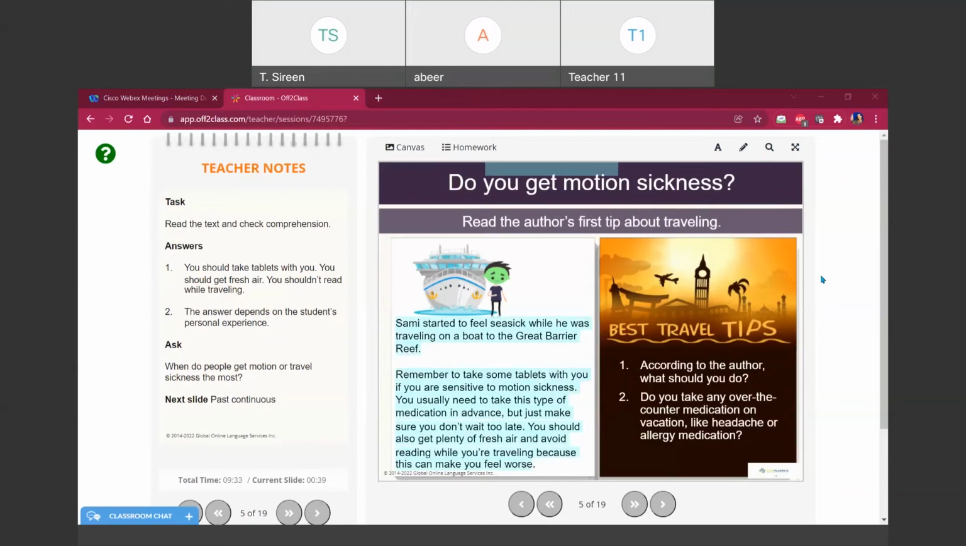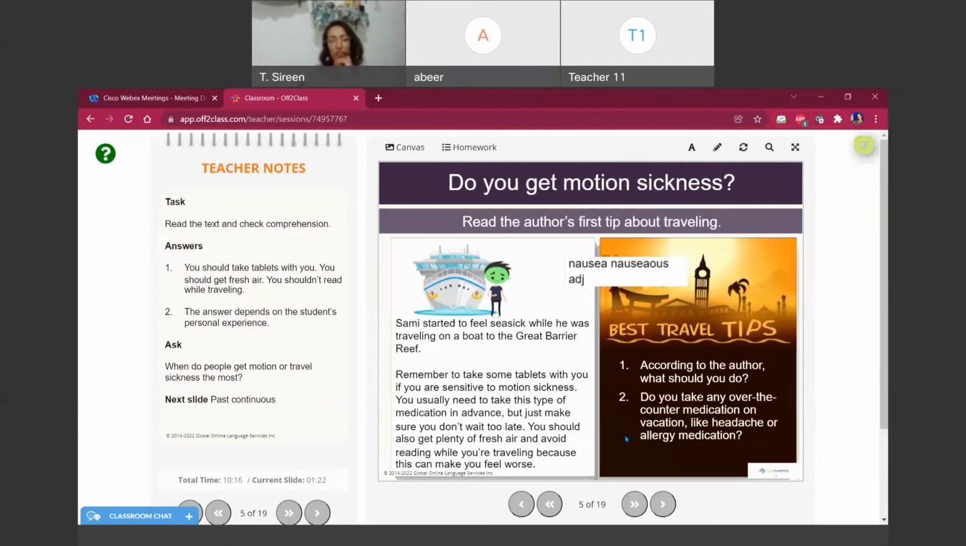What does motion sickness usually mean? اللي هي النوجة، الغثيان اللي بيجي بسبب الحركة. نوجة بمعنى غثيان. اوكي، شخص بيكون عنده غثيان فبنقول الادجective nauseous. You usually need to take this type of medication in advance, but just make sure you don't wait too late. You should get plenty of fresh air and avoid reading while you are traveling because they can make you feel worse.